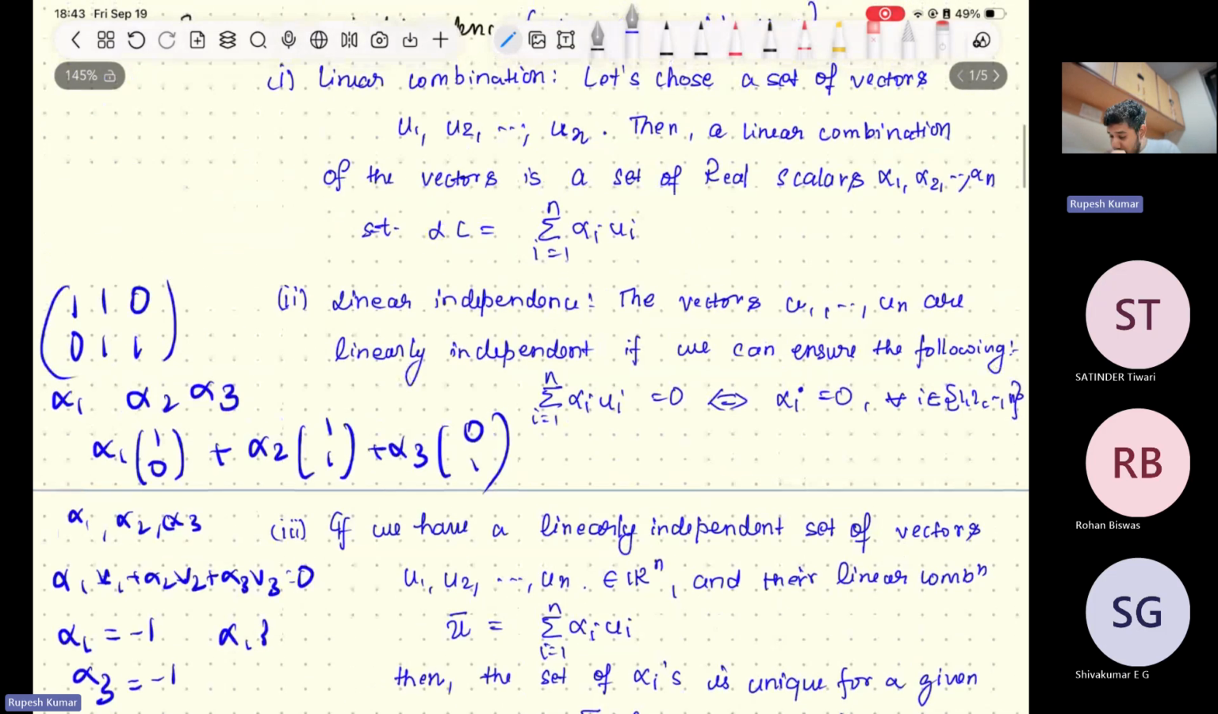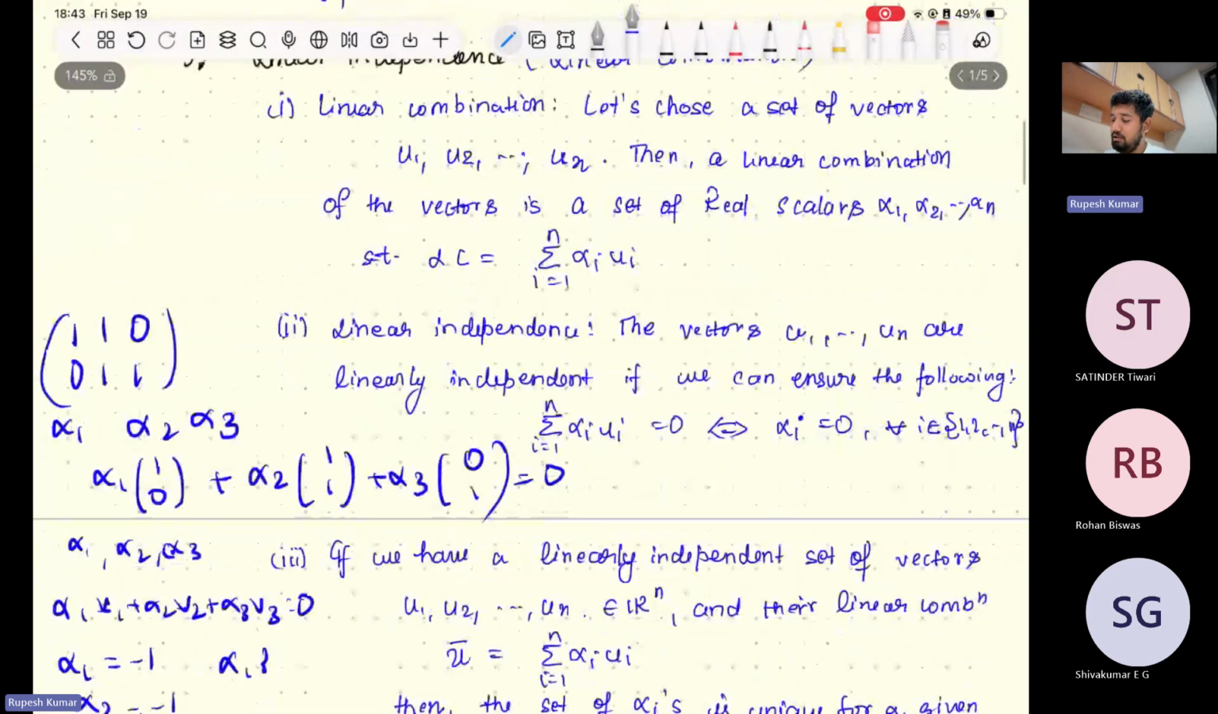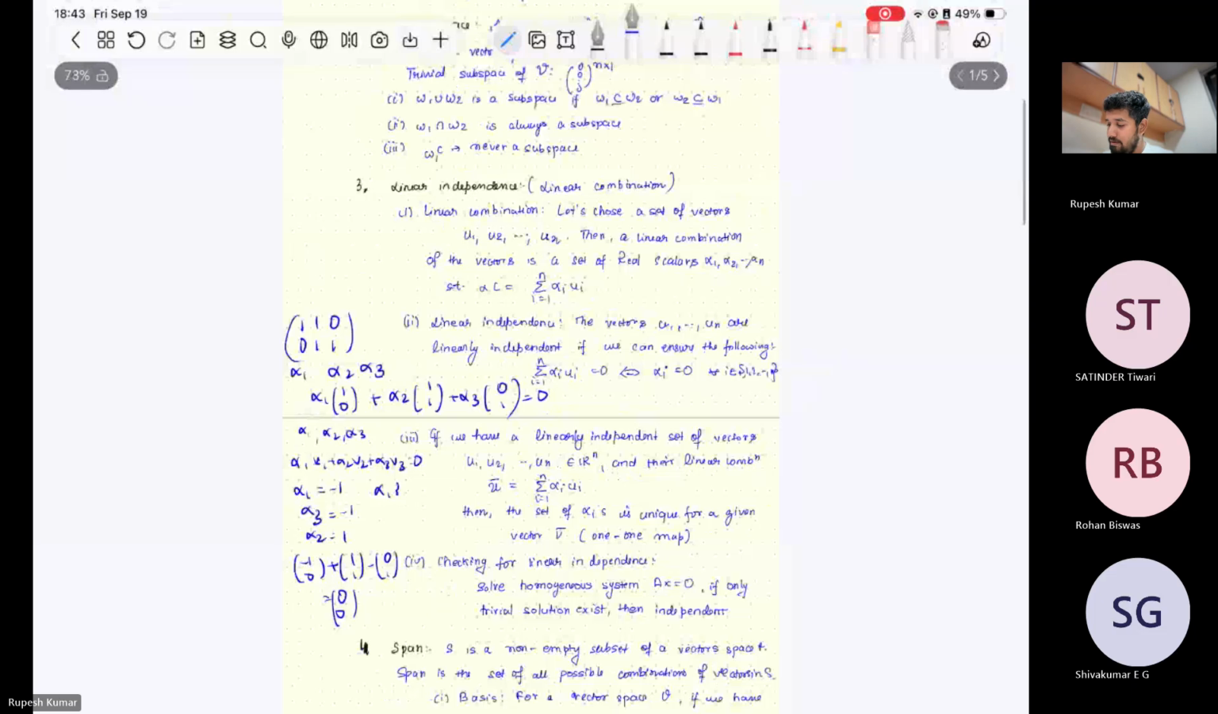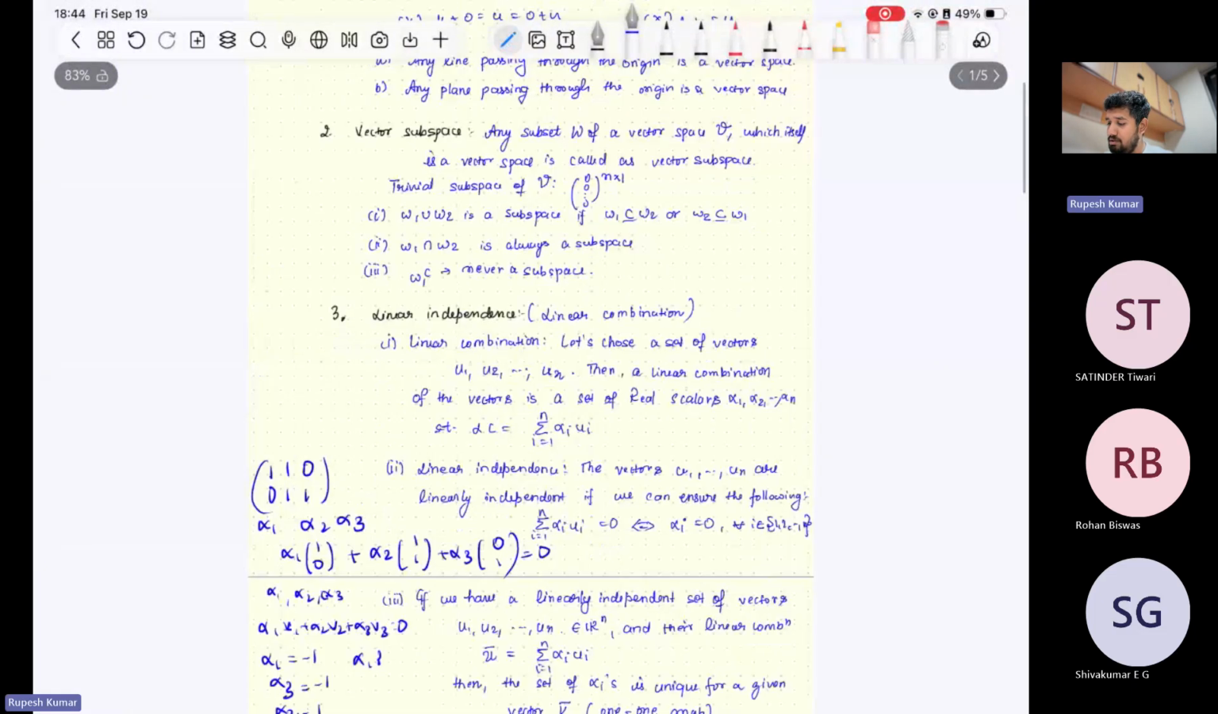If it was not the case, then they would have been linearly independent. For the linear combination to equal 0, this should only happen if the scalars themselves are all 0. If that is true, then only they are linearly independent, otherwise not. Fine, everyone. Do you have any doubts in the definition of linear dependence and independence, as well as linear combinations?